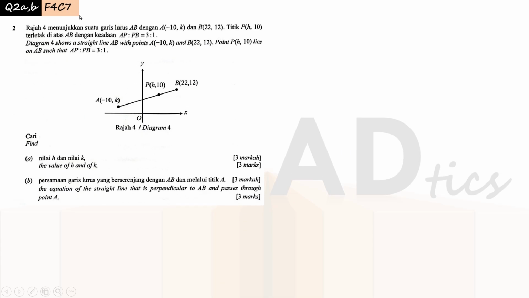Question 2 focuses on coordinate geometry. So here we have a straight line, and this point P actually divides or splits the line with this ratio 3 to 1. And in part A, we need to find the value of H and K, which are the coordinates of the 2 points here.